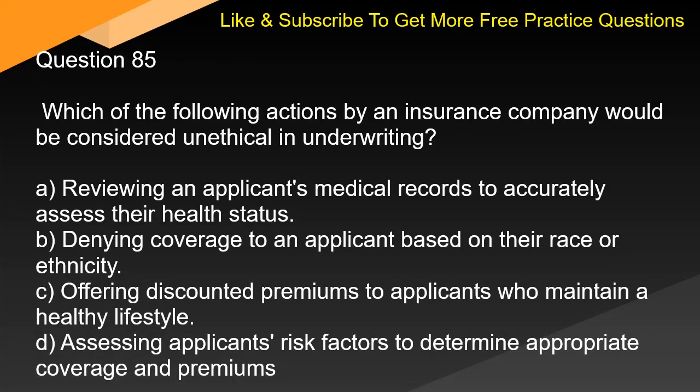Question 85. Which of the following actions by an insurance company would be considered unethical in underwriting? A. Reviewing an applicant's medical records to accurately assess their health status. B. Denying coverage to an applicant based on their race or ethnicity. C. Offering discounted premiums to applicants who maintain a healthy lifestyle. D. Assessing applicants' risk factors to determine appropriate coverage and premiums.